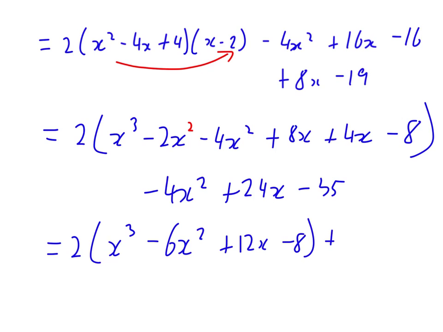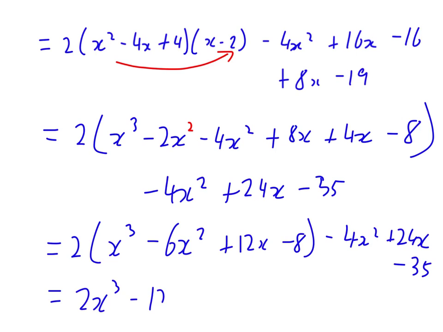And then we've got our other terms on the end. Sorry, that's a minus 4x squared, plus 24x, minus 35. So now I can expand this last bracket. 2x cubed minus 12x squared plus 24x minus 16.